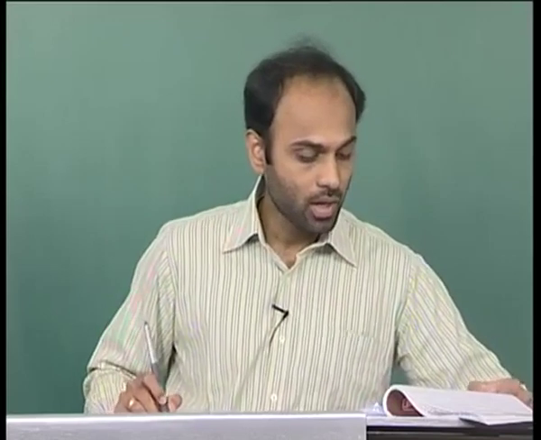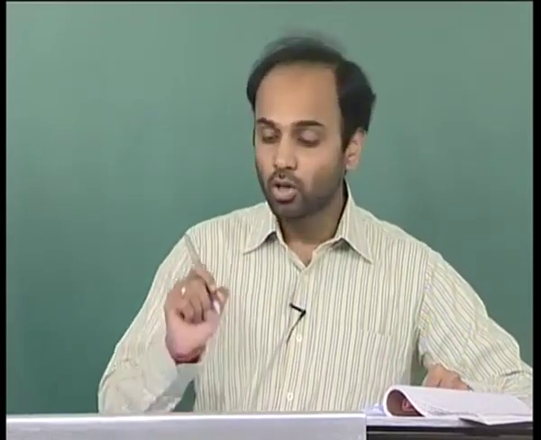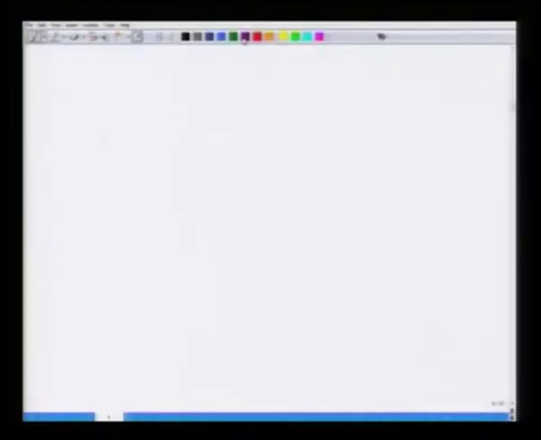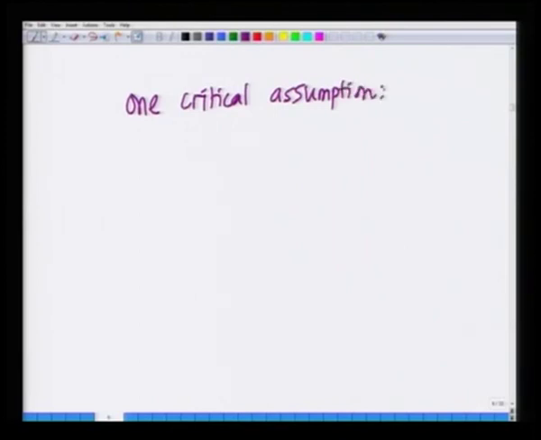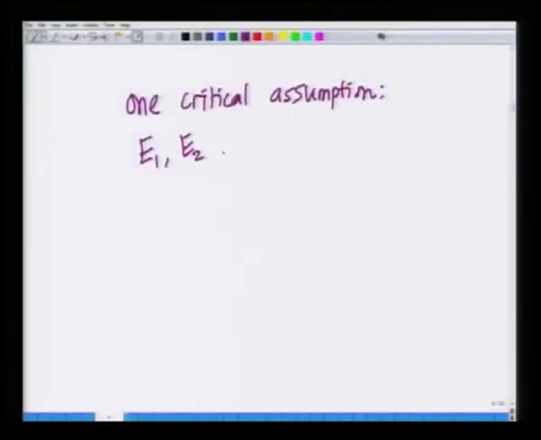Now, in the previous analysis, we assumed one critical assumption. We assumed that each of these L channels are independent. So, there is one critical assumption in the previous analysis. We assume that these L links are independent. We assume that E1, E2, ..., EL, which are the deep fade events, are independent.